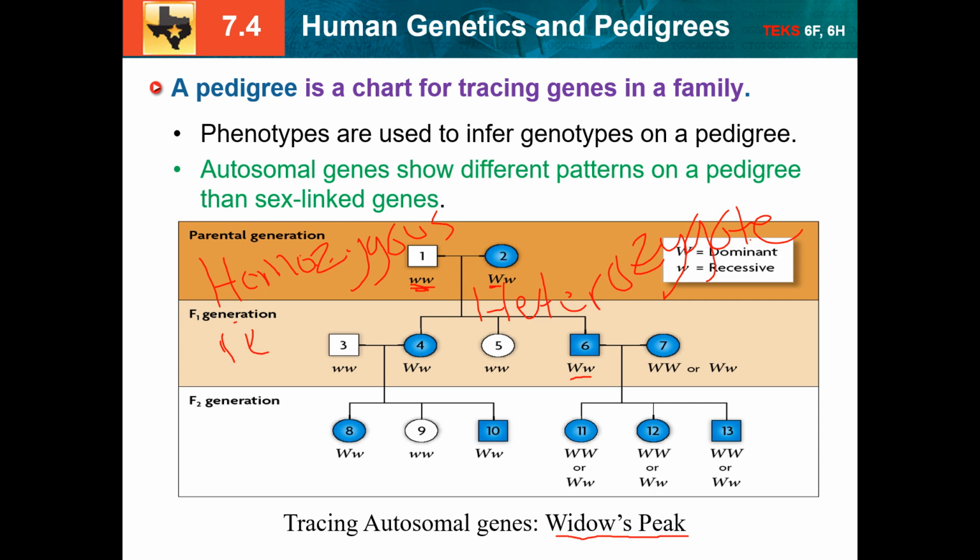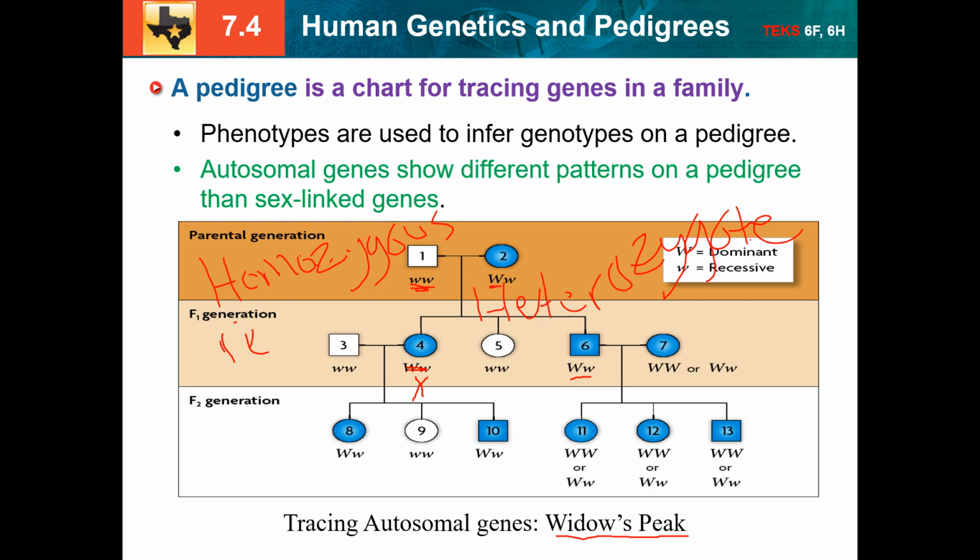Oftentimes, what happens in these problems is sometimes they won't show you the children. Maybe they'll just have an X right here, and they'll ask, "What does this X stand for? What is the genotype this X stands for?" And how you would determine that is by looking at the parents and the symbols here.